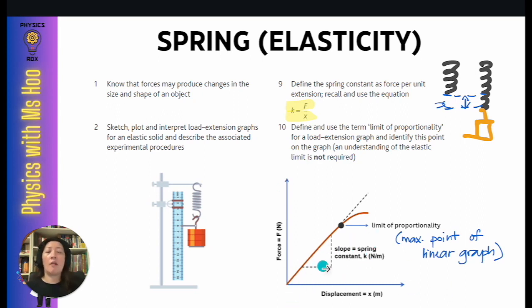Therefore, the slope, or rather the gradient, will give us a spring constant. All right, let's move on.